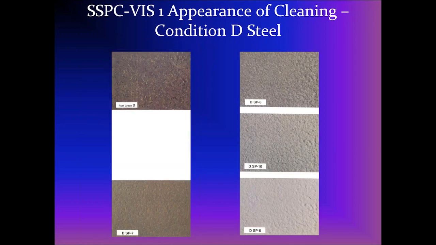If my initial condition is rusted and pitted steel, I turn to condition D. On the bottom left, we've got the brush-off blast. Then on the right, the same sequence: commercial, near white, and white.